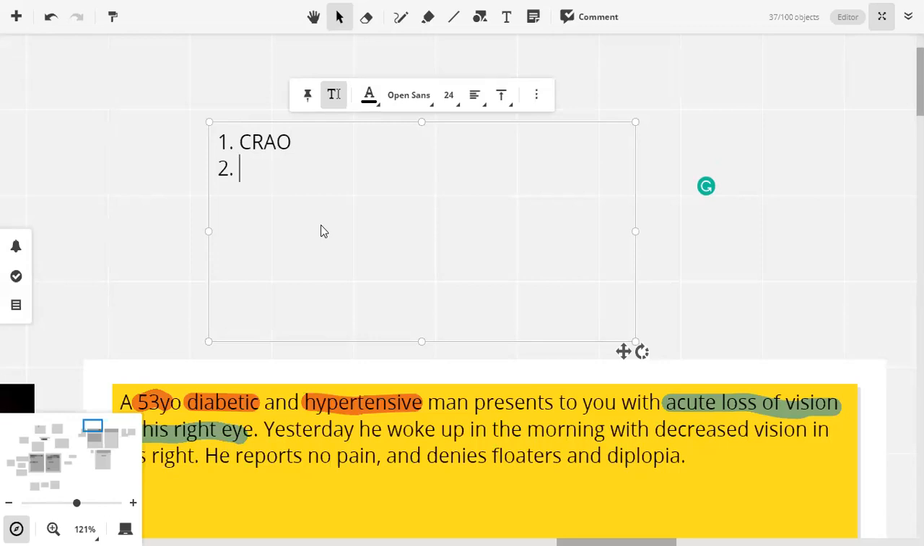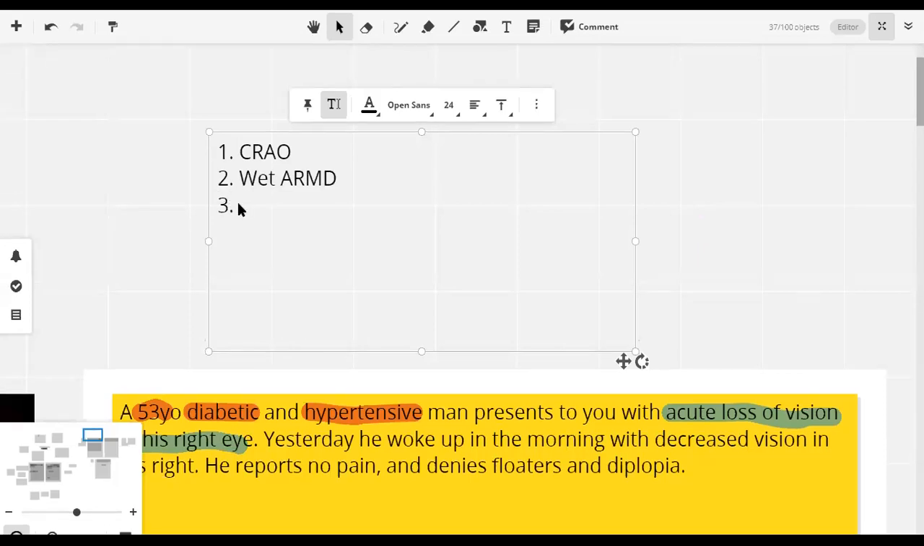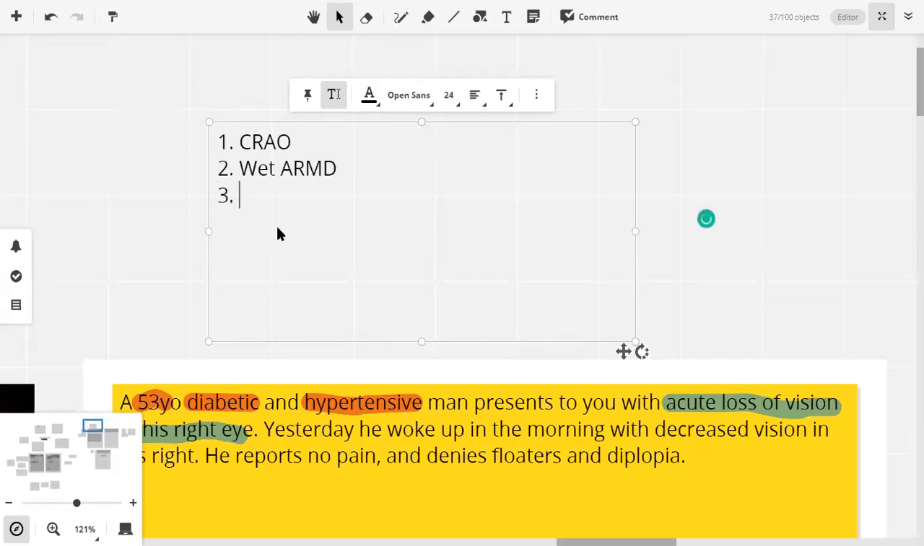Diabetic retinopathy. Macular degeneration. Which type? Wet ARMD. Okay. Dry type is usually insidious. Similarly, diabetic retinopathy is also insidious. It takes a long time. Hypertensive retinopathy takes a long time. They have gradual loss of vision. This patient has acute loss of vision. CRAO, wet ARMD, and what else can it be?